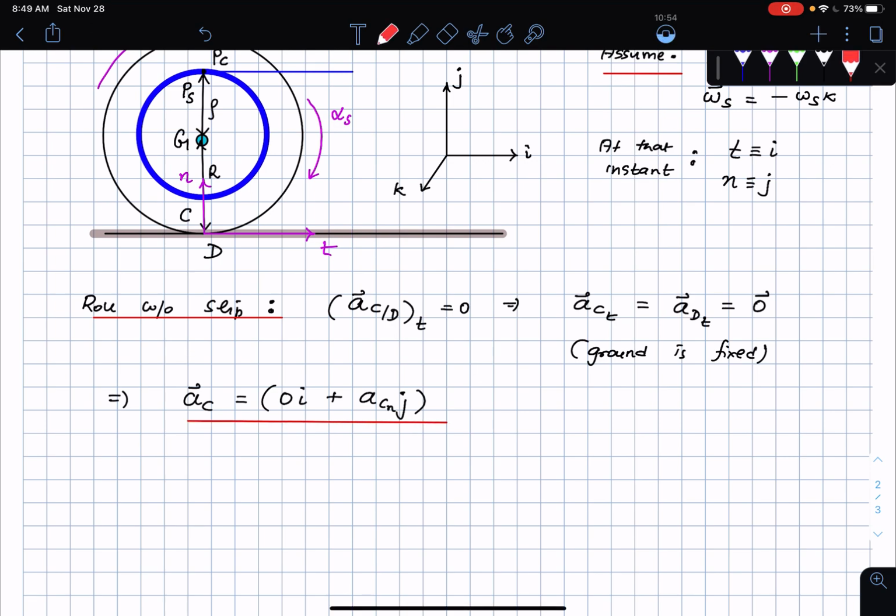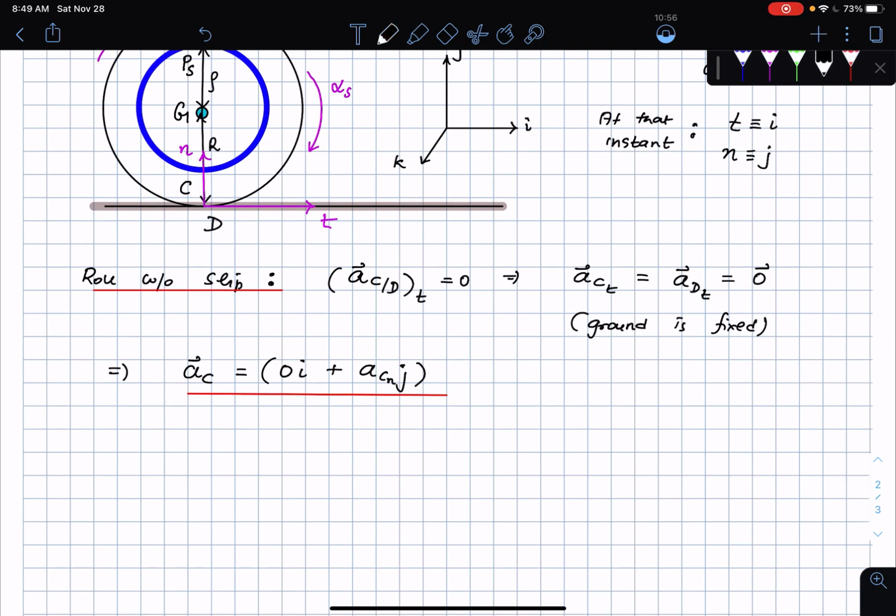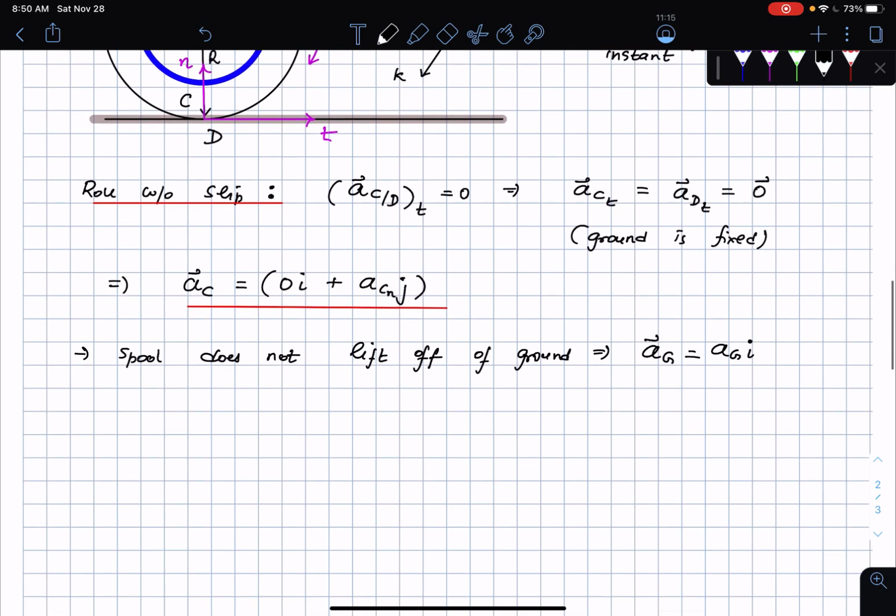Then we further know that the spool should not lift off of the ground. So the spool does not lift off of the ground, which implies that the acceleration of the spool is going to have only a component in the direction parallel to the ground, which is the I direction in this case.